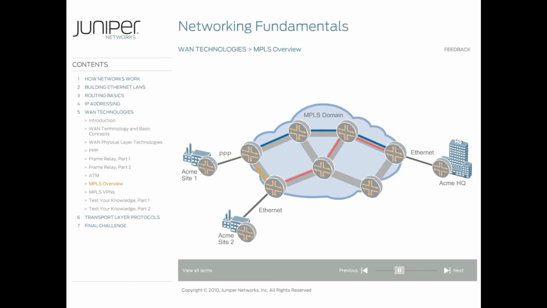When Acme built its Layer 2 VPN using frame relay, it used virtual circuits to connect each location. MPLS takes a slightly different approach. Instead of using virtual circuits, MPLS uses label-switched paths to connect each location. Notice that in this network, these paths start and end on the provider's routers, not the customer's routers.